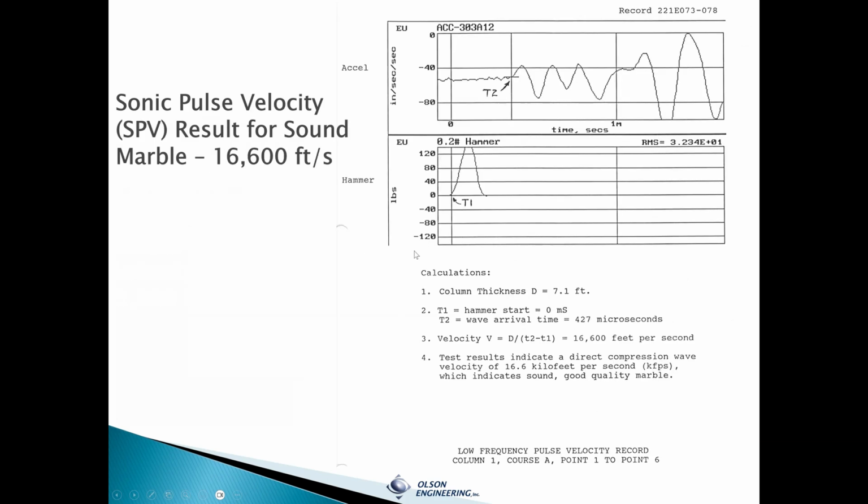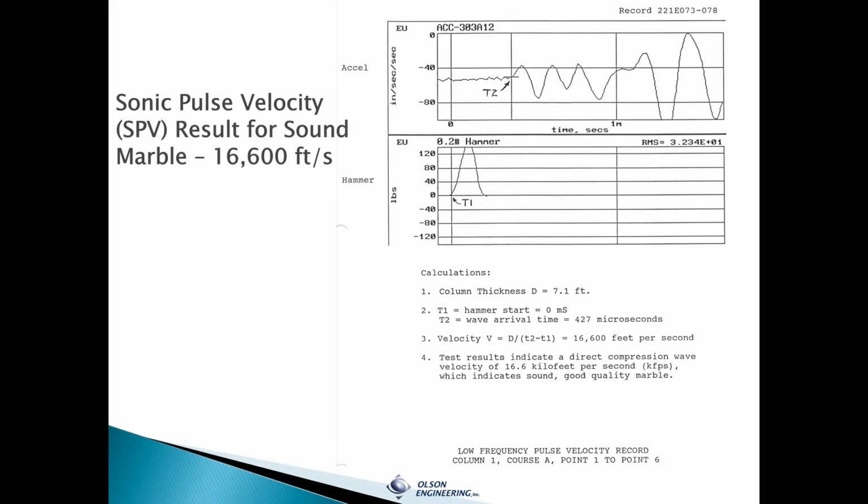By comparison, stone can be quite competent. This is a sound result with no seams, and it's showing with sonic pulse velocity, and it was thicker. Here we were testing a column that was 7 feet thick. And so you've got the impulse force of the hammer. That's the time zero. You've got the arrival time, and you calculate 16,600 feet per second. That's a sound, very good quality marble.